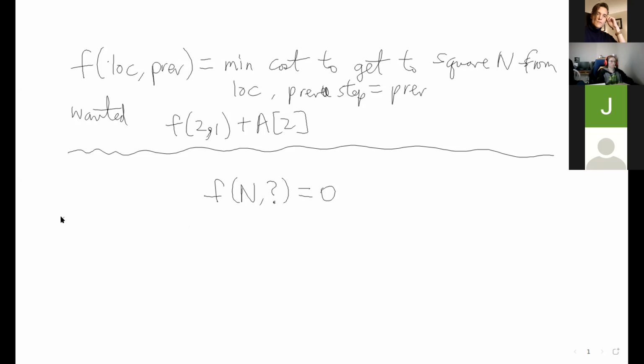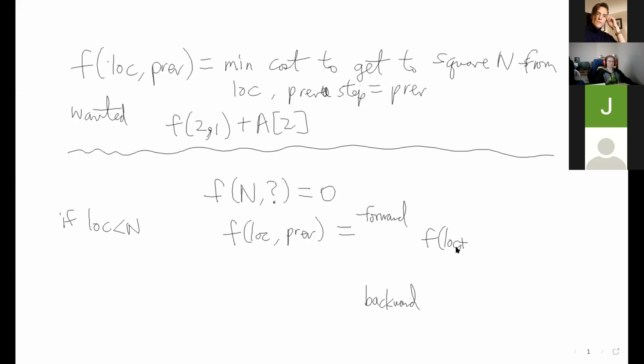Otherwise, if location is less than n, then f of location, previous is what? Well, you have 2 ways you can go. You can go forward or you can go backwards. Those are the 2 choices. So forward means that you'd go to f of location plus previous plus 1, because you have to take one more step than before.